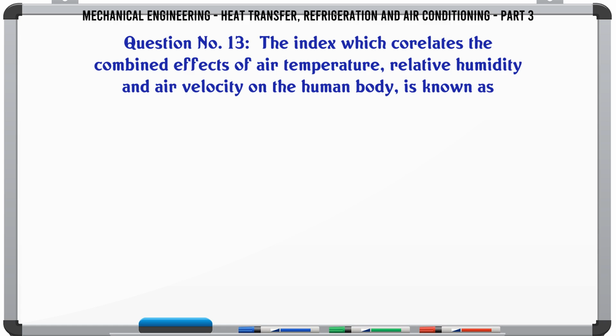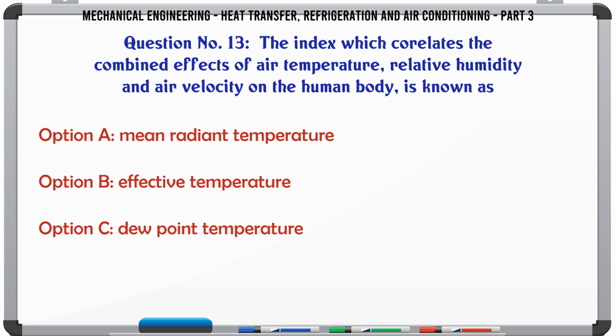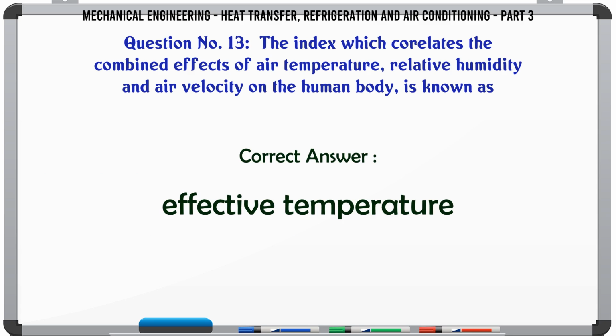The index which correlates the combined effects of air temperature, relative humidity, and air velocity on the human body is known as A. Mean radiant temperature, B. Effective temperature, C. Dew point temperature, D. None of these. The correct answer is effective temperature.